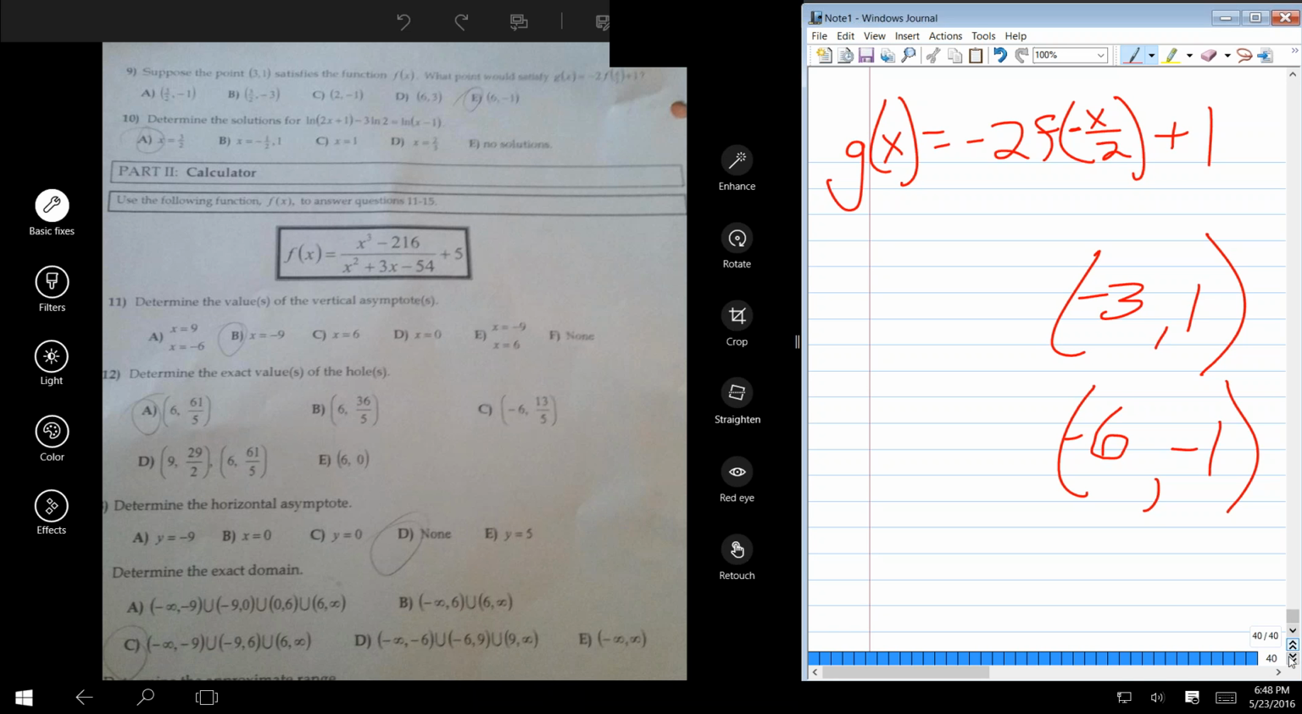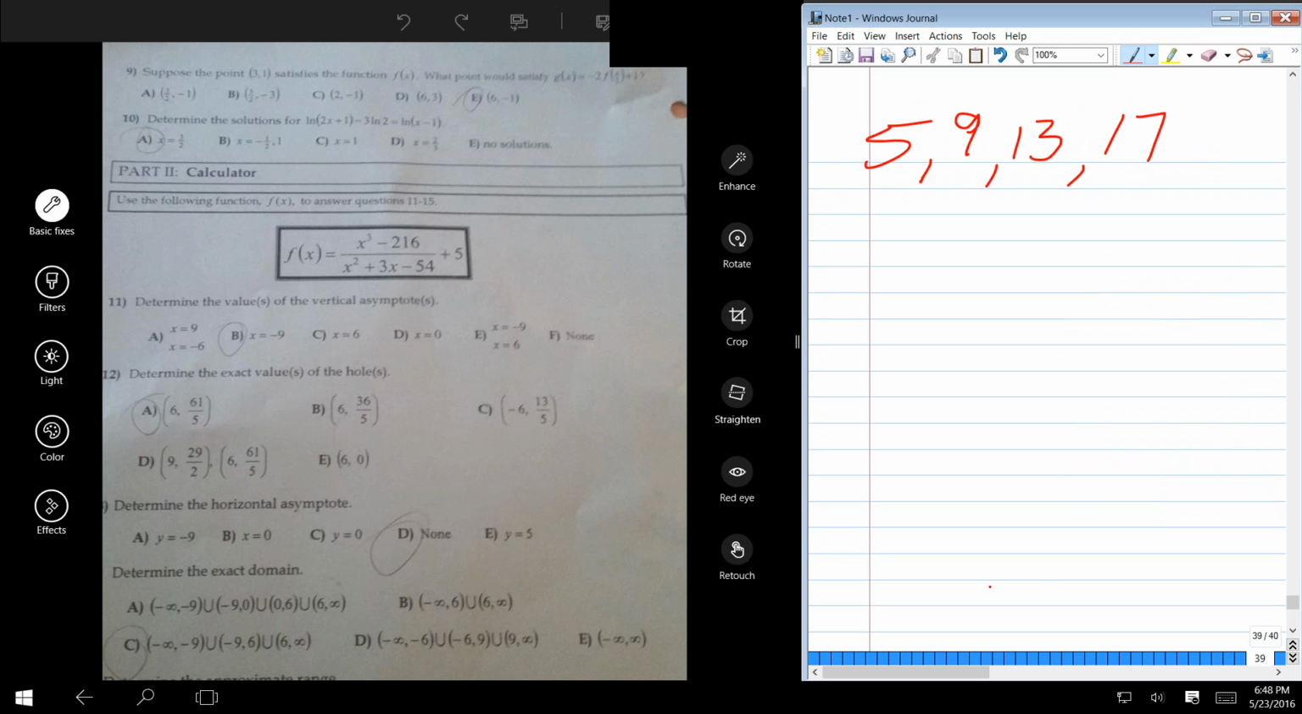Okay, let's look at 10. We've got 12 minutes. Probably not going to be able to cover every one of these in 12 minutes, so you pick. I think I'm good on the calculator. It's actually, can we just do 11? Okay.